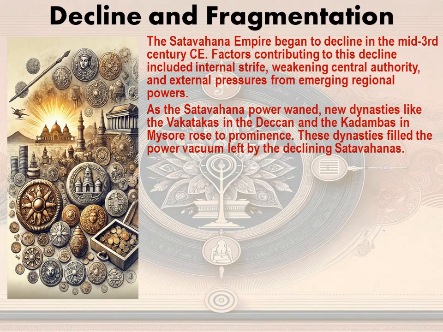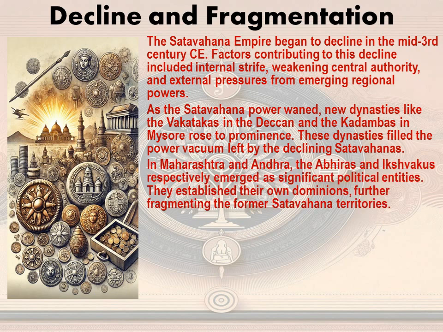As the Satavahana power waned, new dynasties like the Vakatakas in the Deccan and Kadambas in Mysore rose to prominence. These dynasties filled the power vacuum left by the decline of the Satavahanas. So these regional powers replaced the Satavahana dynasty. In Maharashtra and Andhra, the Abhiras and Ikshvakus respectively emerged as significant political entities. They established their own dominions, further fragmenting the former Satavahana territories.